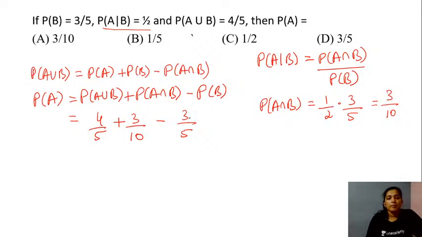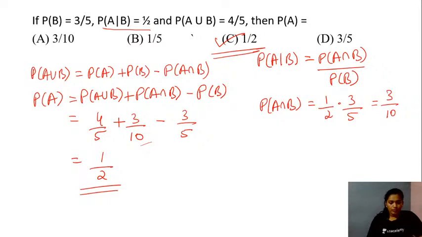Right, 4 by 5 minus 3 by 5, this would be 1 by 5. So this would be 2 by 10, 2 by 10 plus 3 by 10, this would be 5 by 10. So the answer here would be equal to half. Am I right? So the right answer for your question here would be your option C, that is probability of your event A is equal to half. Yes, I hope you guys are following the solution, right students?